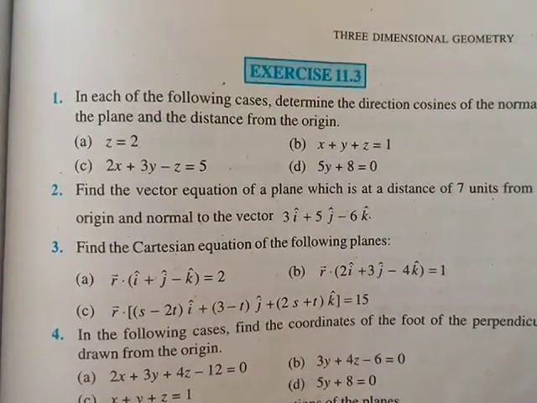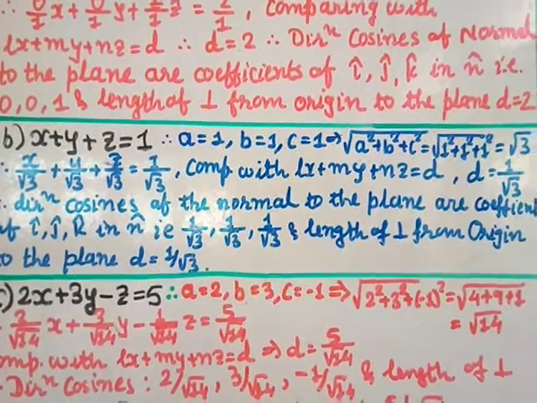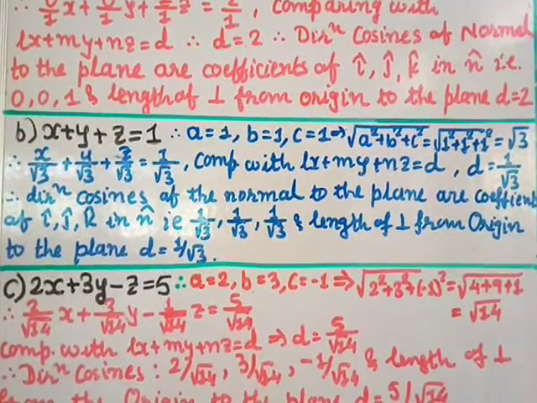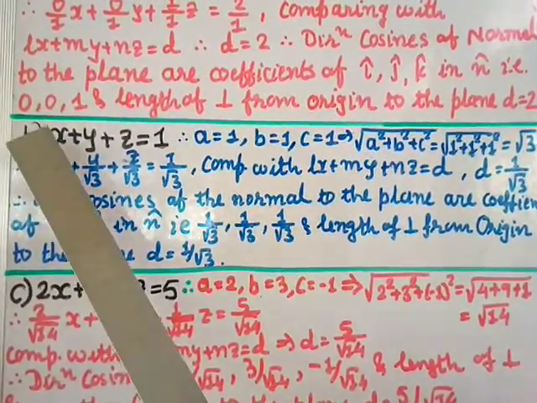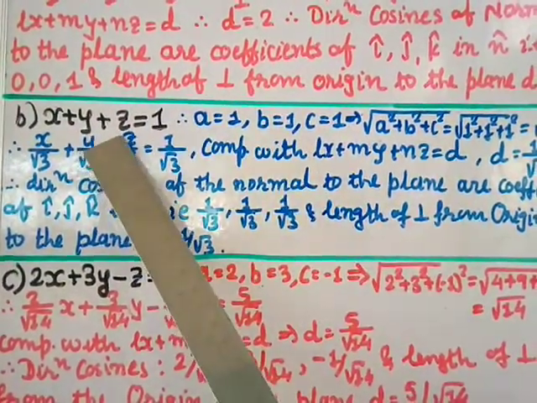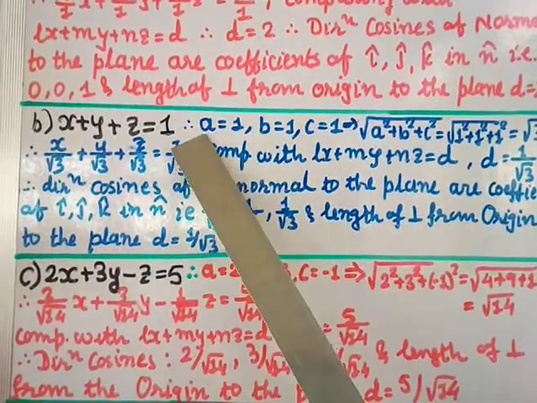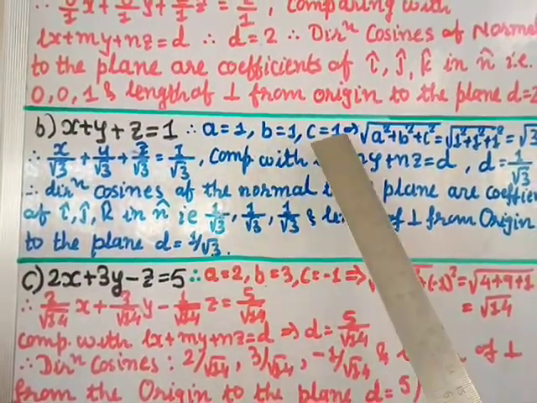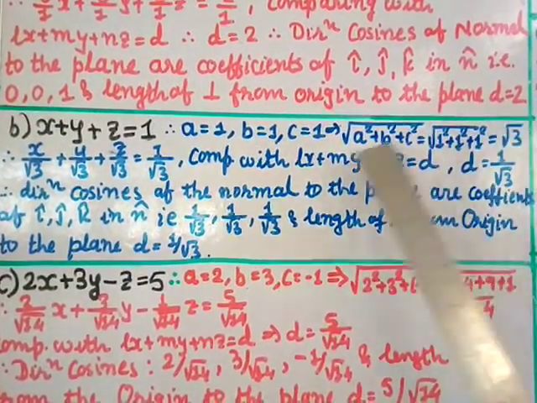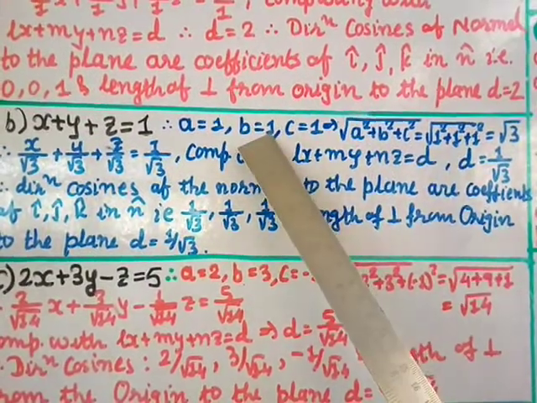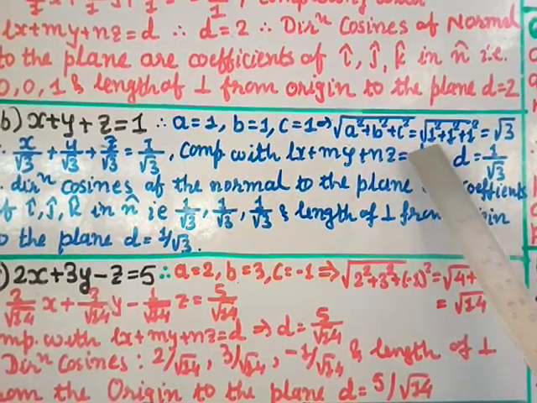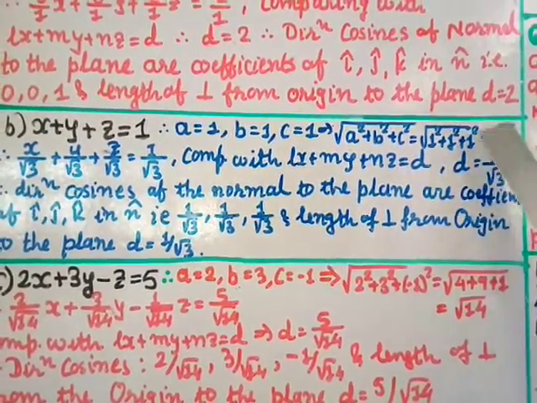Number B, x plus y plus z equal to 1. So once again you compare this with ax plus by plus cz equal to d. So we know that here the direction ratios will be: coefficient of x is a, that is 1, coefficient of y is b, that is 1, and coefficient of z, c, is also 1, right? So the direction ratios are a equal to 1, b equal to 1, c equal to 1. And we find the square root of a square plus b square plus c square equal to the square root of 1 square plus 1 square plus 1 square, that is 1 plus 1 plus 1 gives you 3, so equal to square root of 3.